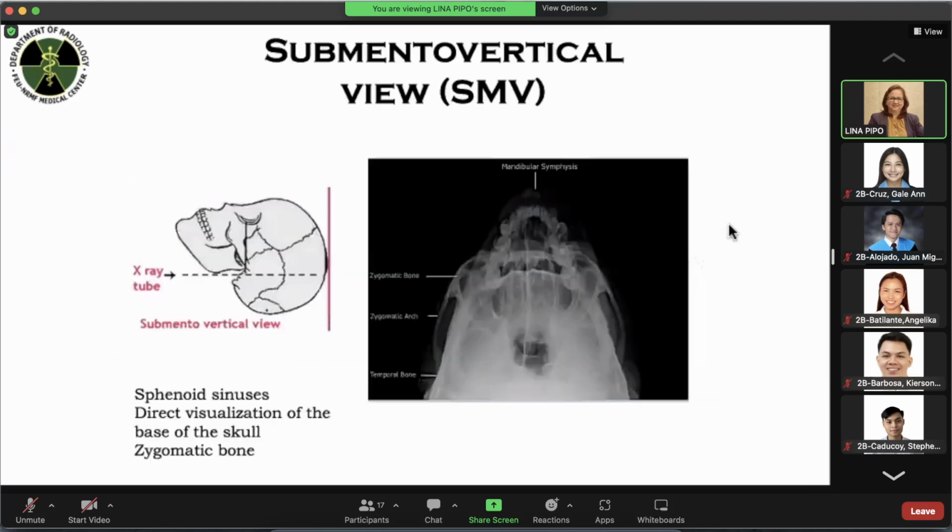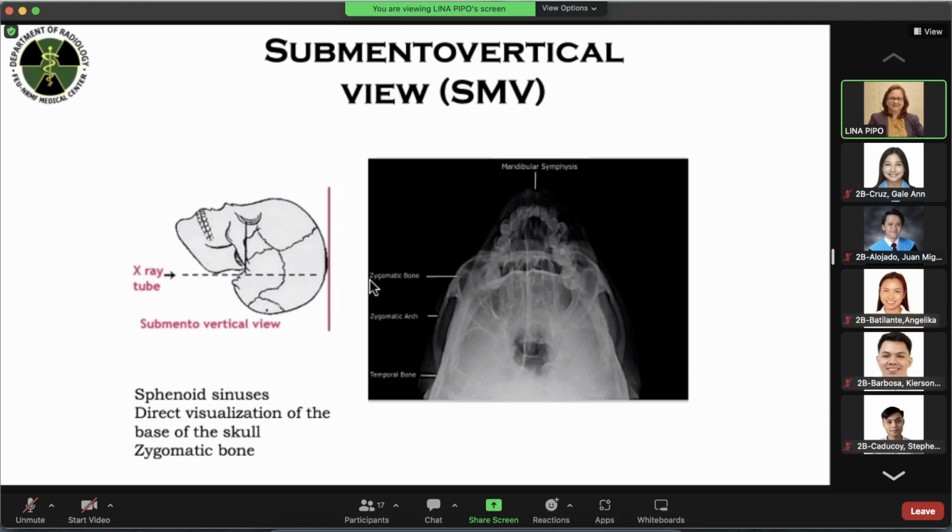The next is the submentovertical view. For this one, the neck is maximally extended, as you can see in this example, and the film cassette touches the top of the head. So there is maximal neck extension for the visualization of the sphenoid sinuses, and direct visualization of the base of the skull and the zygomatic bone. Here, the X-ray beam enters the head under the chin, near the mental tubercle of the mandible, and it will exit at the vertex. The direction of the beam is also perpendicular to the canthomeatal line.